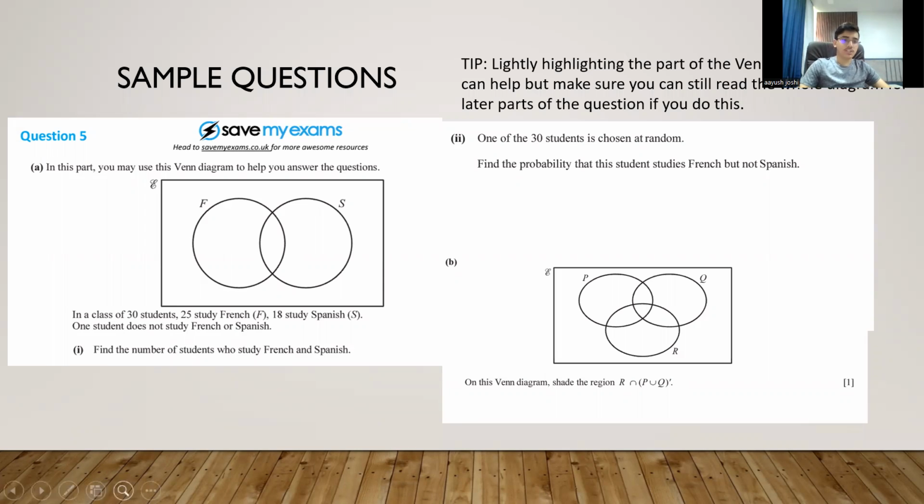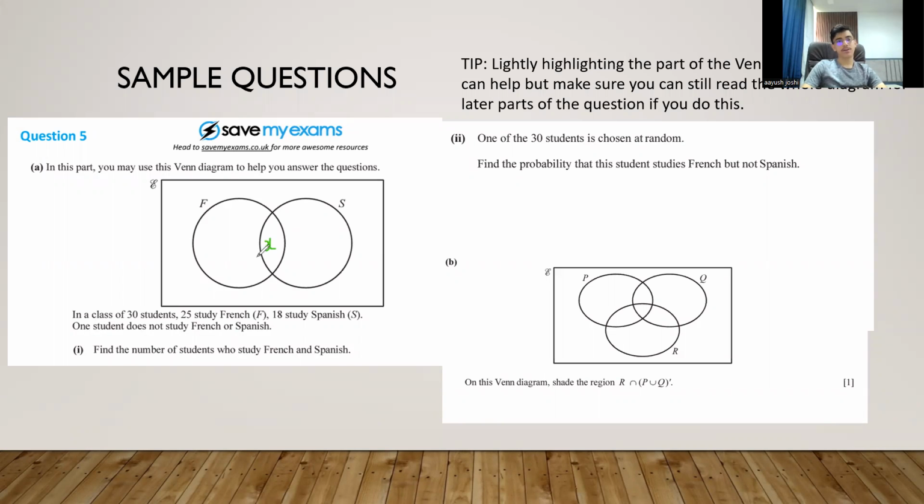Okay, so in a class of 30 students, there's 25 who study French, 18 who study Spanish, and there's 1 student who does not study French or Spanish. Find the number of students who study French and Spanish. So what they are asking is the intersection between F and S. To find that, you put this intersecting part of F and S as x.